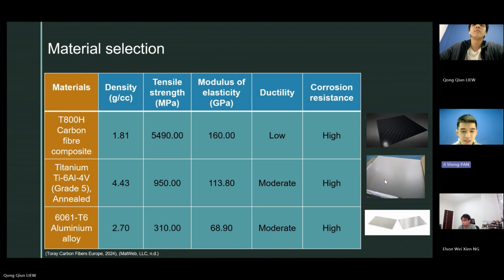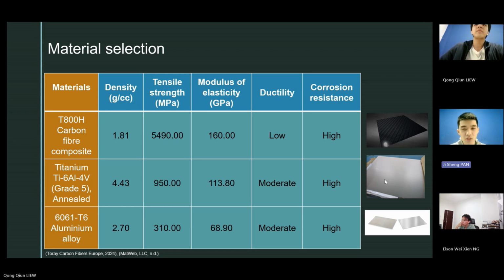Overall, we decided to use the T800H carbon fiber composite because it combines low density, high tensile strength, high stiffness, and good corrosion resistance. Although it has the lowest ductility, its exceptionally high tensile strength means it can withstand a large load before fracturing. Okay, that's all from this part.